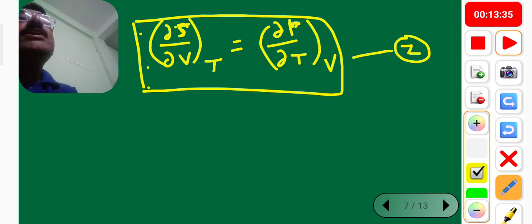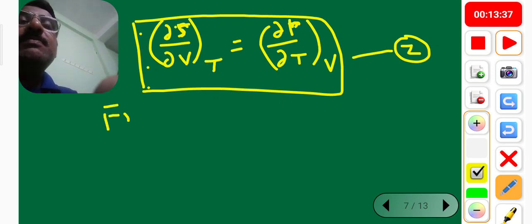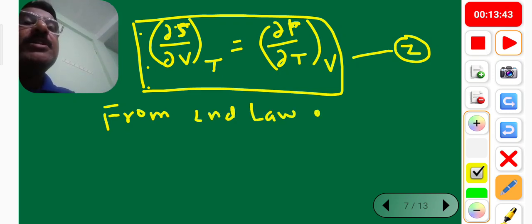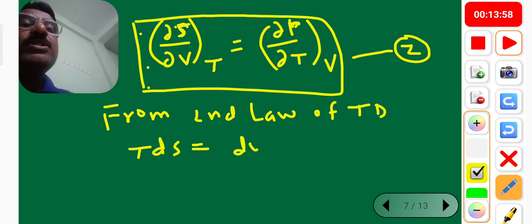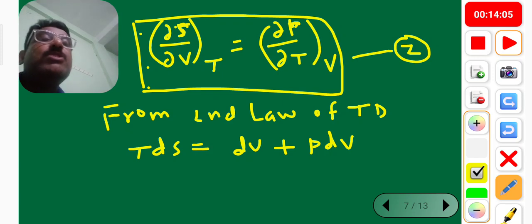Now from the second law of thermodynamics, you have the equation TdS is equal to dU plus PdV. This is the second law of thermodynamics. TdS is equal to dU plus PdV, isn't it?